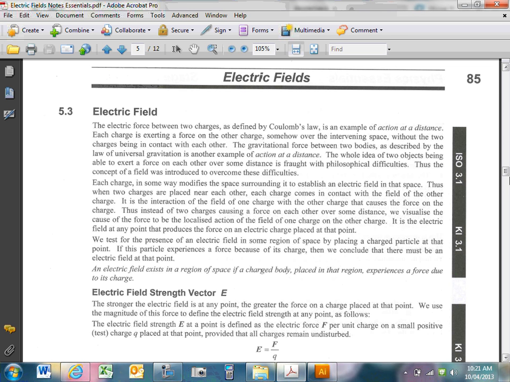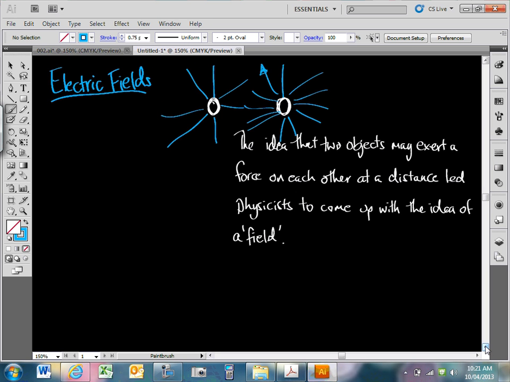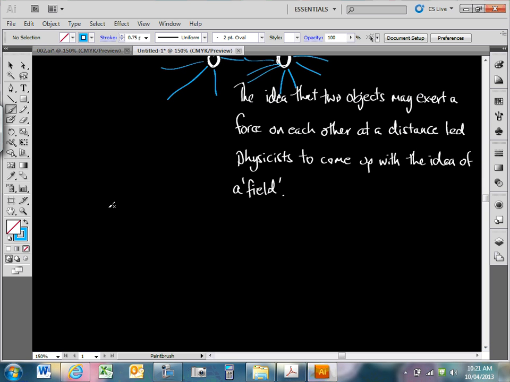Thus, instead of two charges causing a force on each other over some distance, we visualize the cause of the force to be localized action of the field of one charge on the other charge. It is the electric field at any point that produces the force on an electric charge placed at that point. We test the presence of an electric field in some region of space by placing a charged particle at that point. So let's give a visual representation of this.